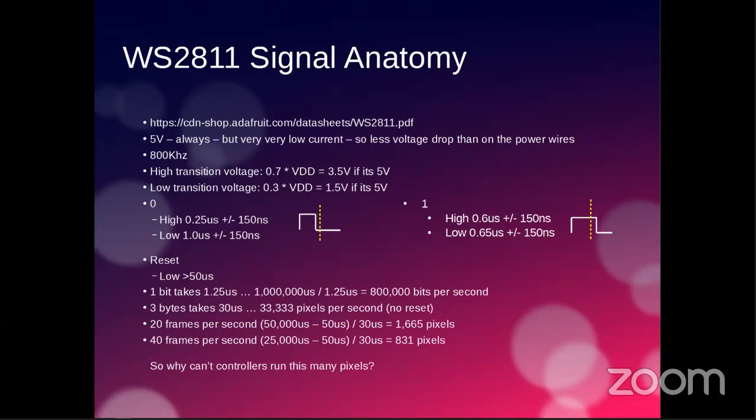And this is why most controllers typically top out at about 680, 700 pixels for 40 frames a second. And for 20 frames a second, they're topping out at between 1024 and 1400 pixels. That's why they've chosen these numbers, because that's all they can actually clock out in that amount of time.